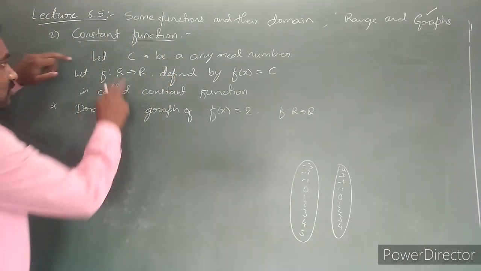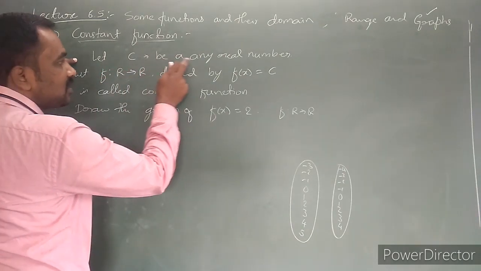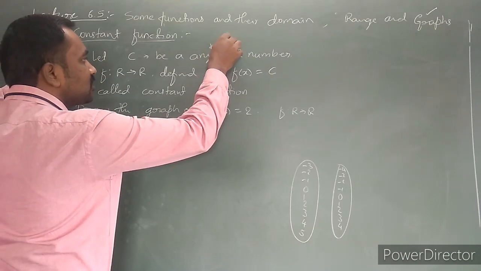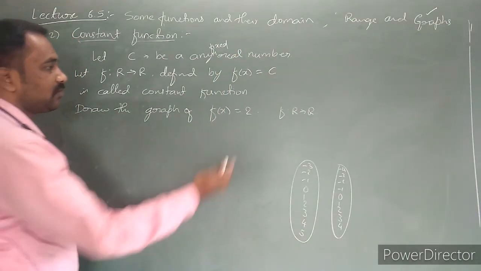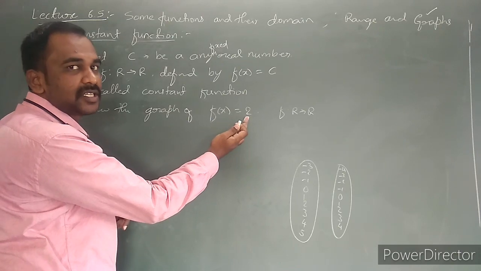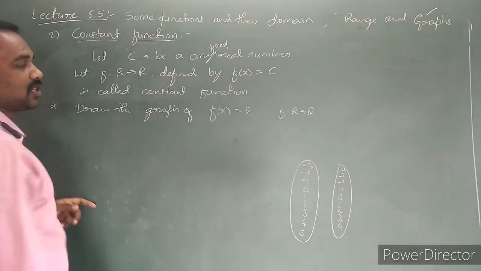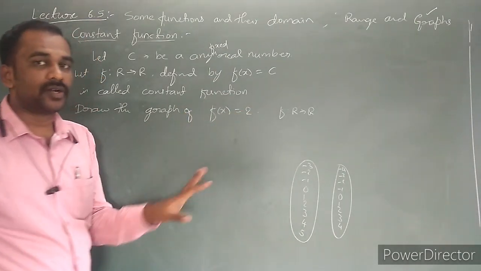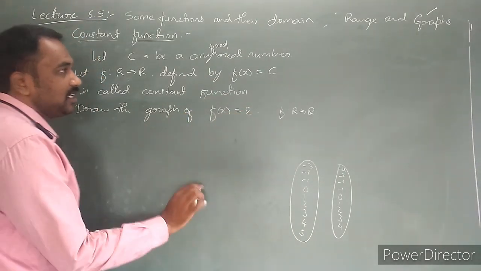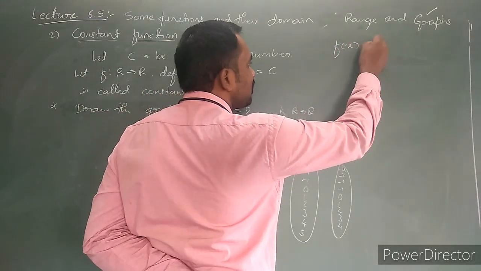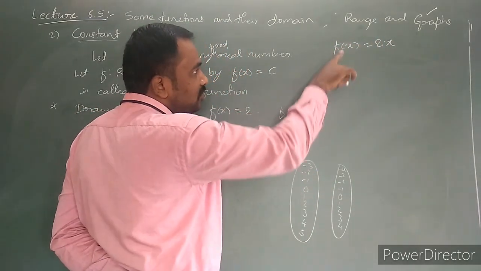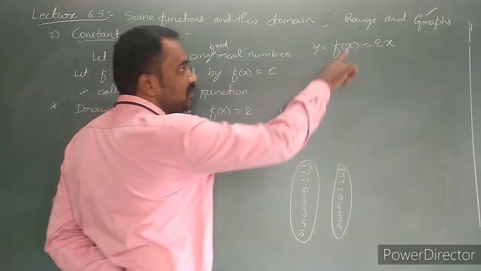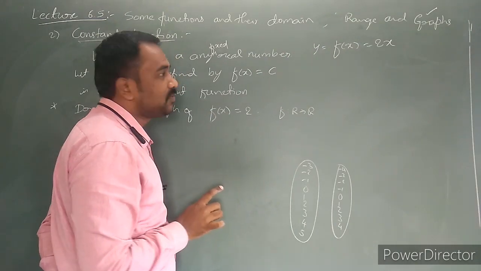Here I have chosen in the definition that c is a fixed real number, any fixed real number. What is c here? Here 2 is the fixed real number. Then f of x is equal to 2, we can choose this as y is equal to 2. Now observe, previously you chose f of x is equal to 2x. On changing the x value, the function value or y value has been changed.